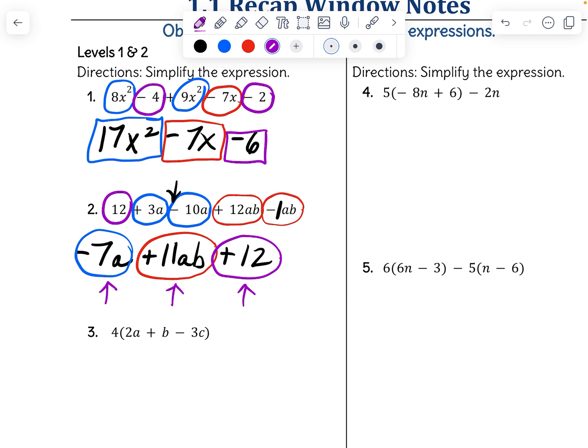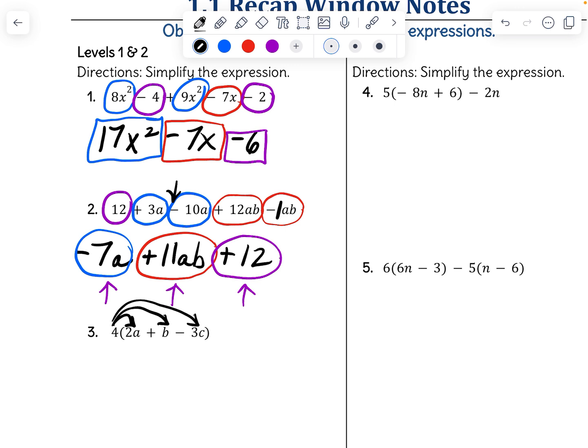Lastly, the number 3 example, you can clearly see that there's parentheses. So right away I know I'm going to use distributive property to get rid of the parentheses. And I do that by multiplying this outer term by all the terms on the inside of the parentheses. So I'm going to multiply here, and multiply here. Okay, and I'm going to pay very close attention to whether I'm multiplying positive or negative numbers.